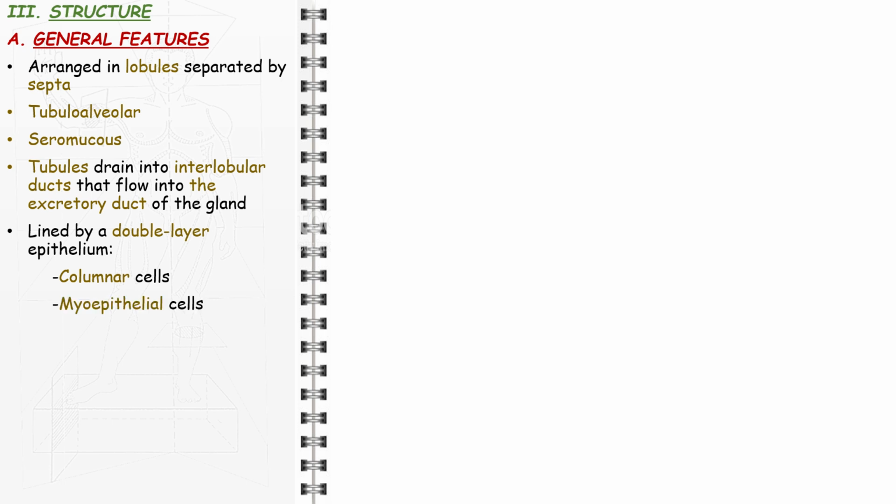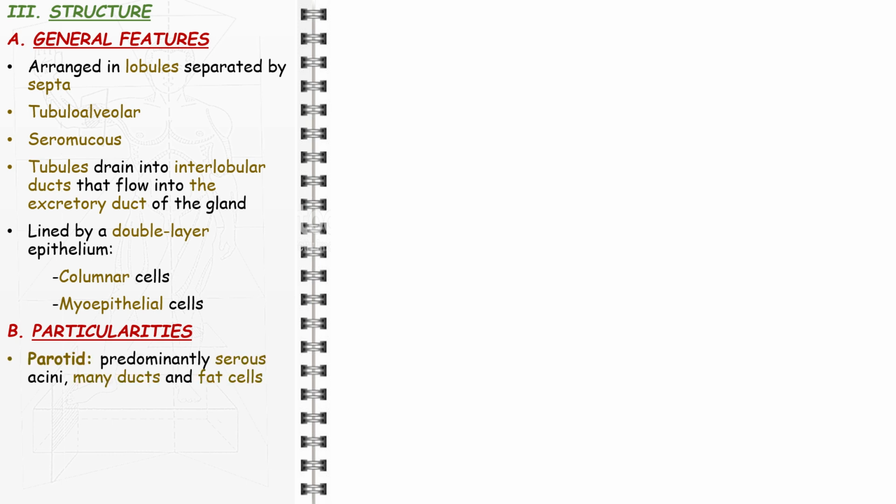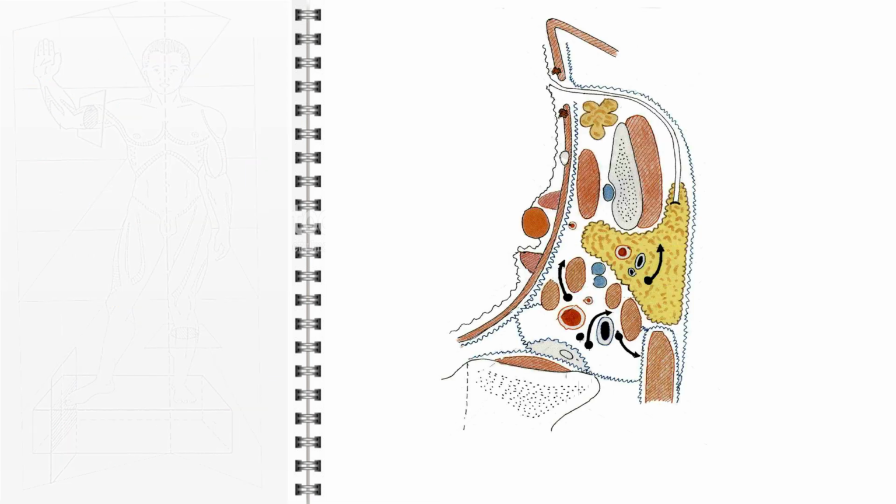The parotid has the particularity to contain predominant serous acini, many ducts and fat cells. The submandibular contains few ducts. The sublingual gland contains exclusively mucous acini and few ducts. The salivary glands are distributed over different regions of the face.